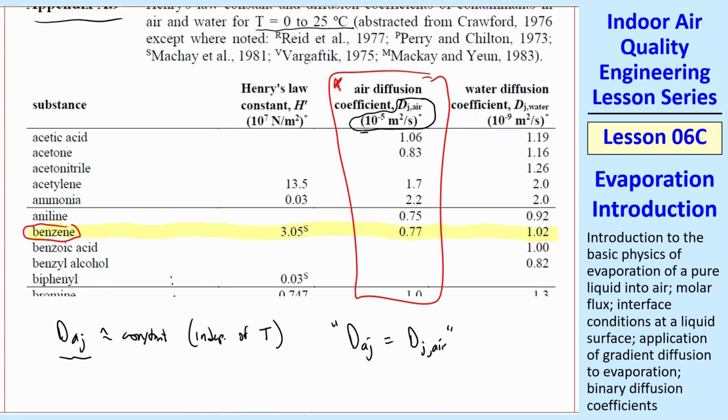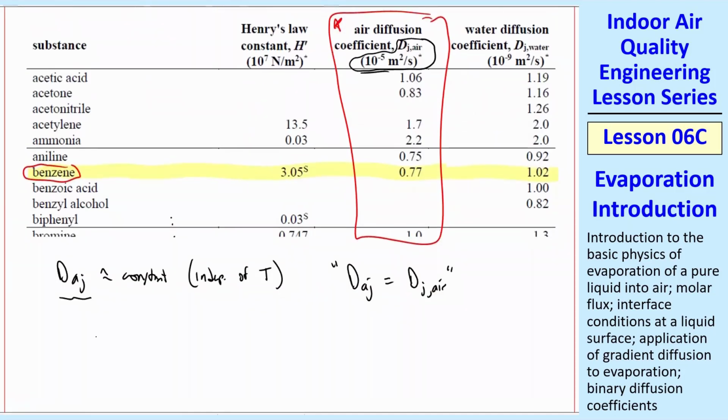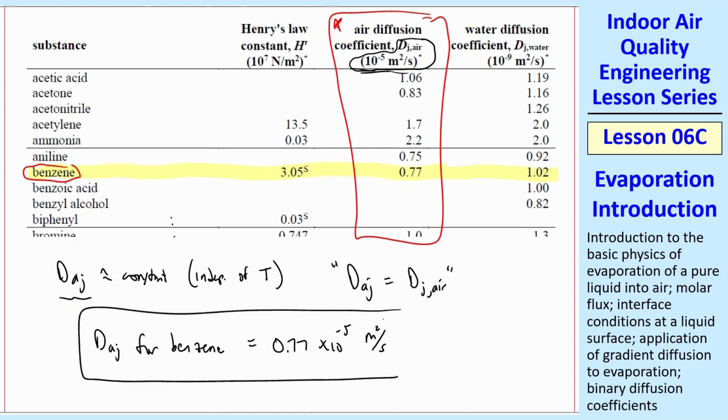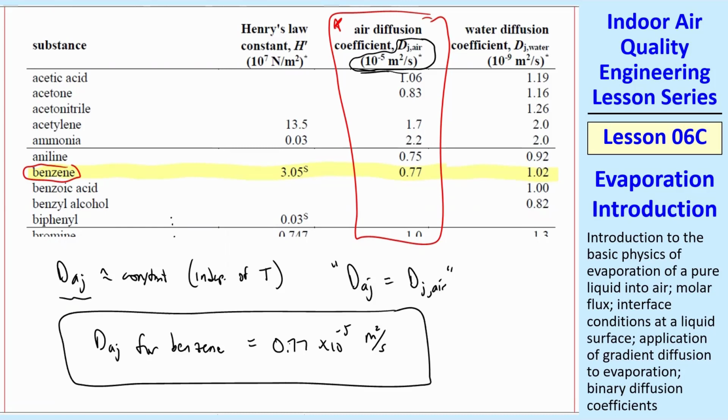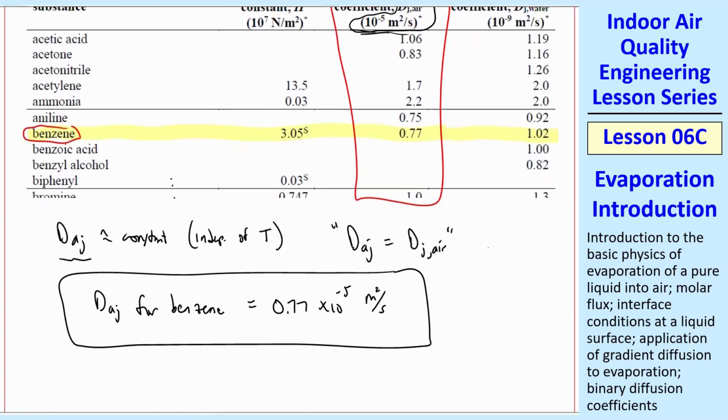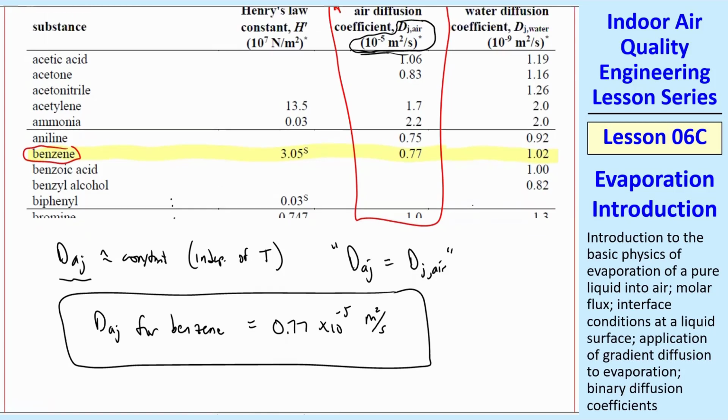And the other thing is this factor of 10 to the minus 5. Here, DAj for benzene is equal to 0.77, and you multiply by 10 to the minus 5 meters squared per second. And if you forget whether you're supposed to multiply or divide, think about kinematic viscosity for air is right around that same number, 1.5 times 10 to the minus 5 meters squared per second. These diffusion coefficients are all very close to each other. You can see these are all around 1 or 2 times 10 to the minus 5 for all these chemicals.